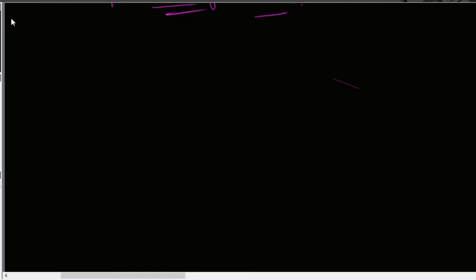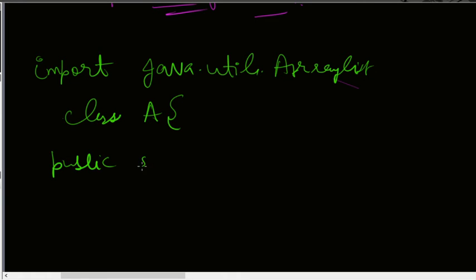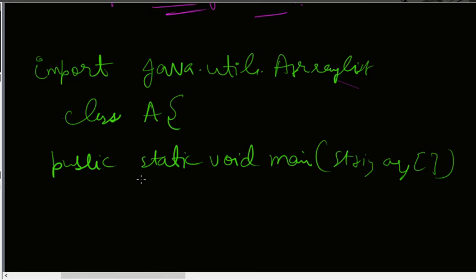We have an example to demonstrate the empty array list in Java. First we will import java.util.ArrayList. Then I'll write the class A. Here I'll write public static void main String args.